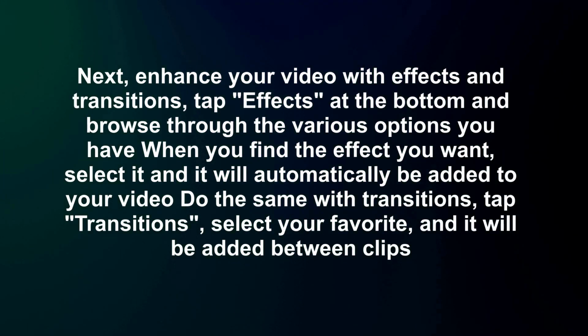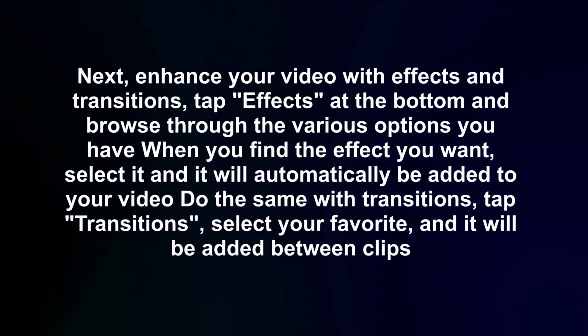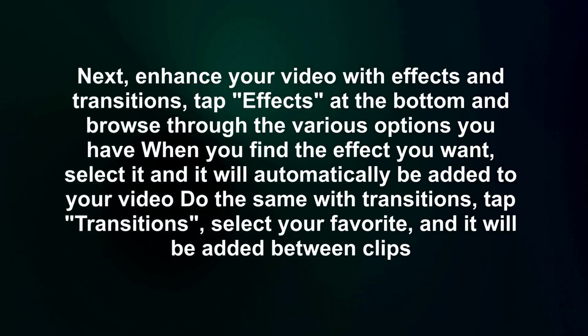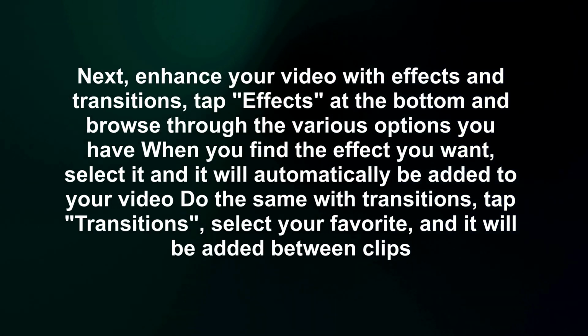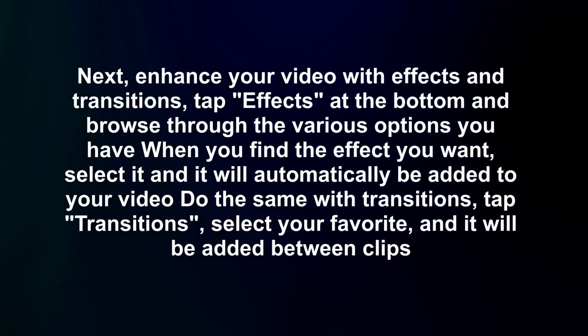Next, enhance your video with effects and transitions. Tap Effects at the bottom and browse through the various options you have. When you find the effect you want, select it and it will automatically be added to your video. Do the same with transitions. Tap Transitions, select your favorite, and it will be added between clips.